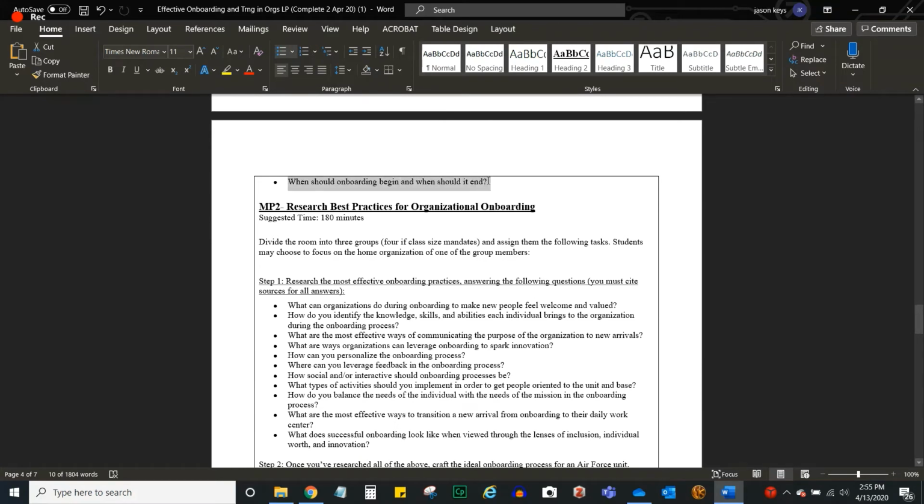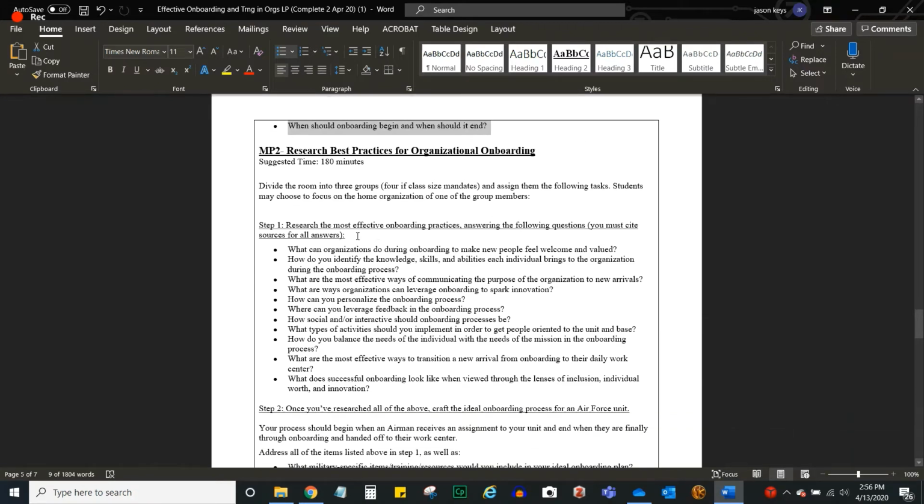There are some people who would say it begins the moment you get your assignment RIP. There are some people who say it's the moment you arrive at the unit. Some people will say it never ends. Some people will say it ends once you meet your supervisor and you're dropped off at your shop. So you'll probably get a lot of different answers to this.